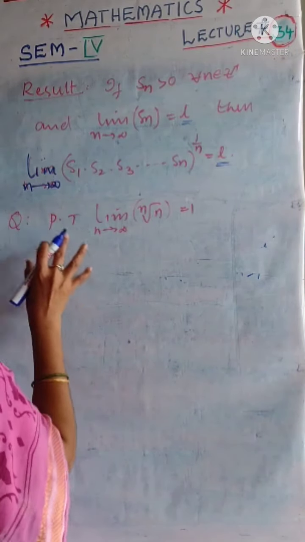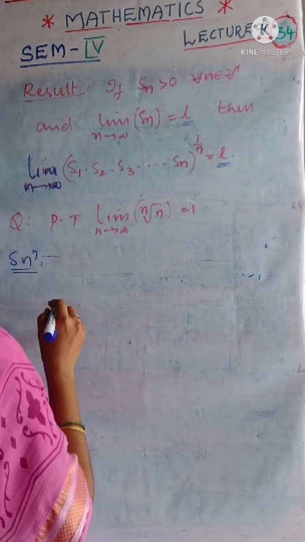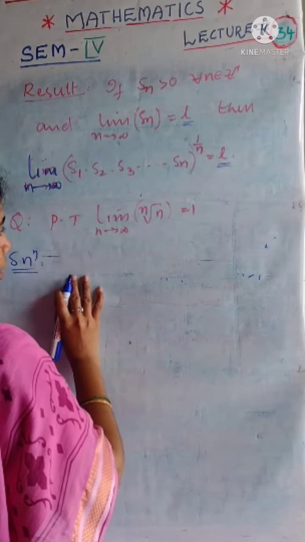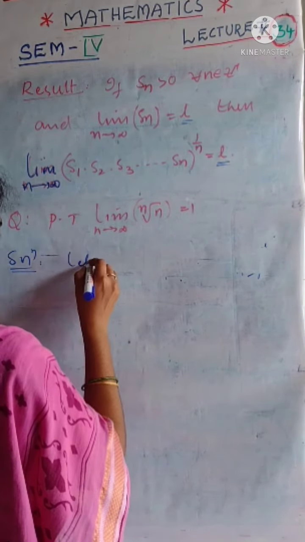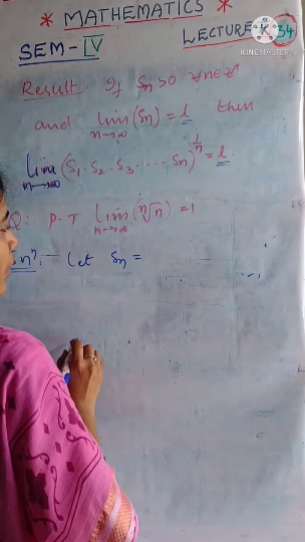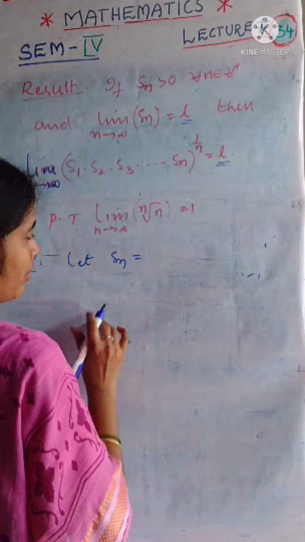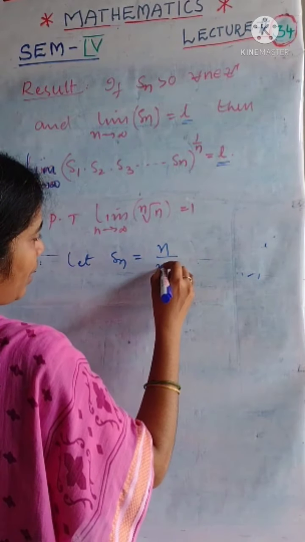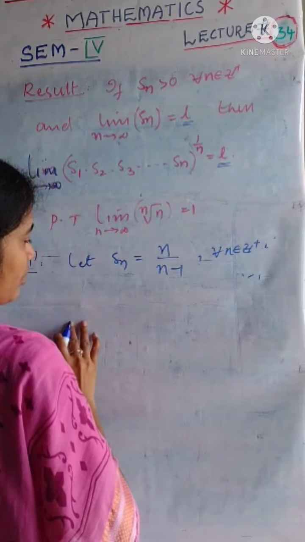Okay, now let us use this to complete the problem. For that, to prove this limit value is 1, the typical approach is to take Sn equal to n by n minus 1. Remember to take it like this.